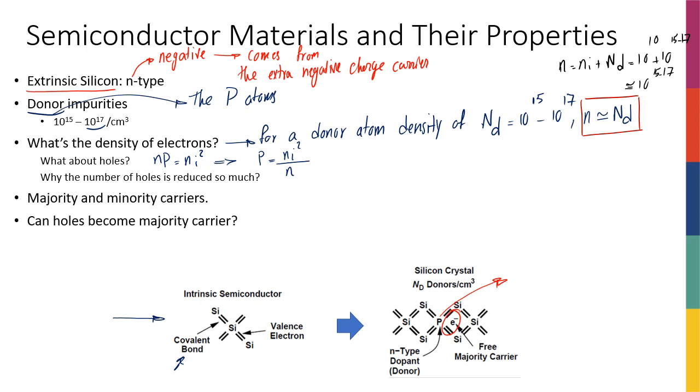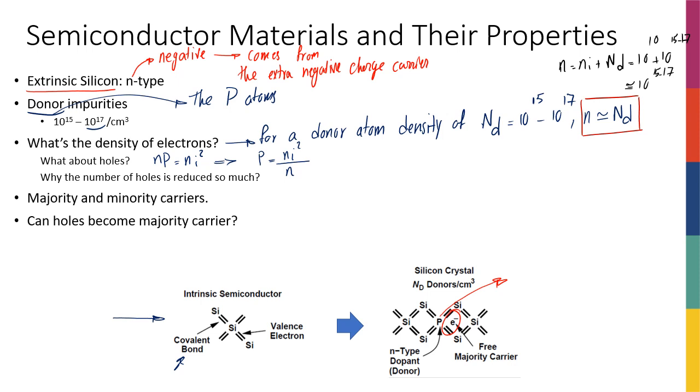Well, the answer is actually quite easy to find. The holes are filled up by these extra electrons, right? So if you had 10 billion electrons and 10 billion holes initially, and then you added, I don't know, 100,000 billion more electrons into this crystal, those 10 billion holes are going to be filled up very quickly, right? So at the end, you're going to have a lot fewer holes.